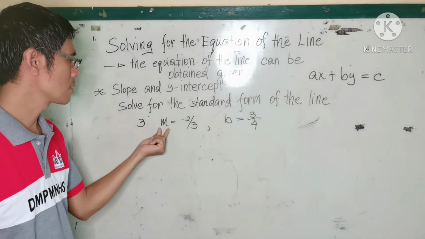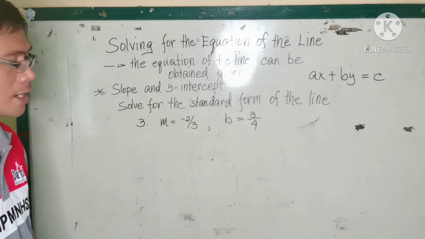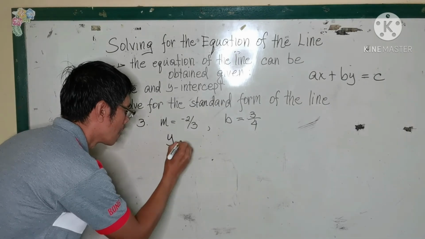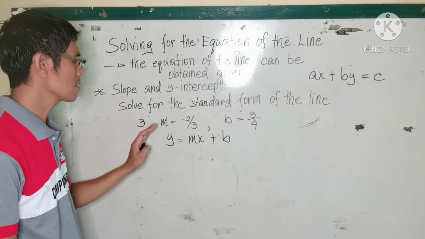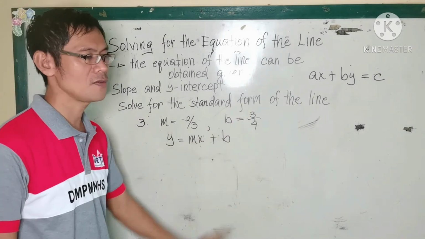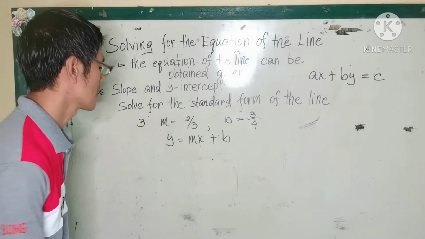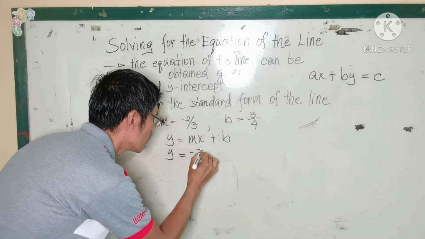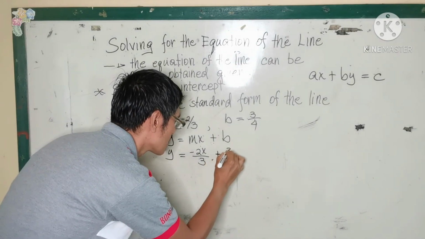So again, since the slope and the y-intercept are given, then we are going to make use of the slope-intercept form of the equation of the line, which is y is equal to mx plus b. Since m is already there, that is negative 2 over 3, and we have also the value for b, which is 3/4, all we need to do is simply substitute the values of m and b. So we have y is equal to negative 2x over 3 plus 3/4.